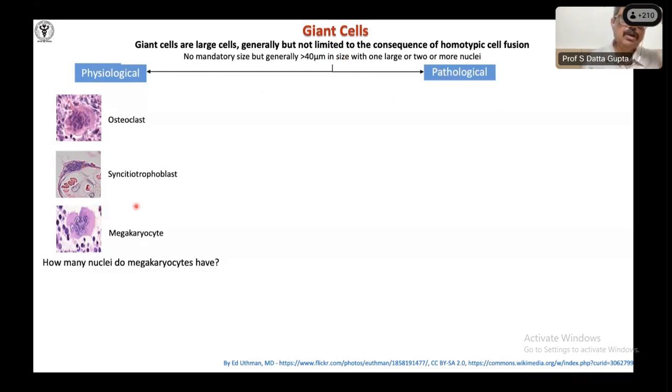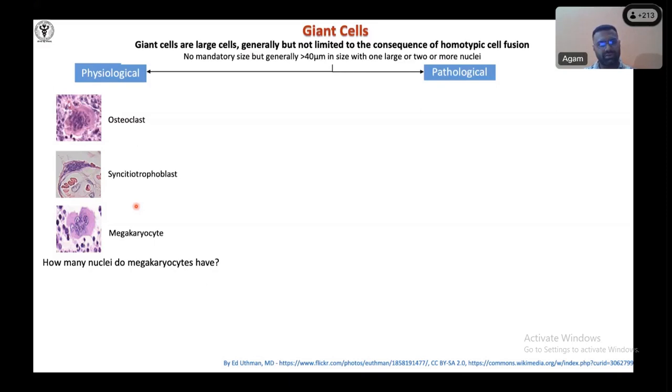Now, how many nuclei do megakaryocytes have? Just 10 seconds. Any of the students who are here today? That is a very simple question. Sir, actually there is endomitosis in that. Around 72 times the nuclear DNA is increased.